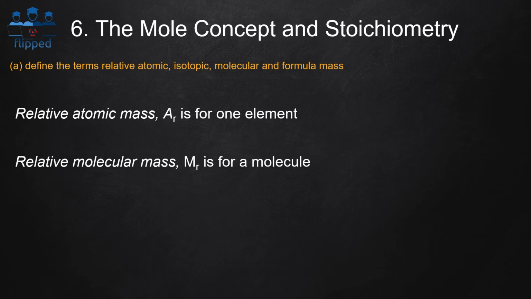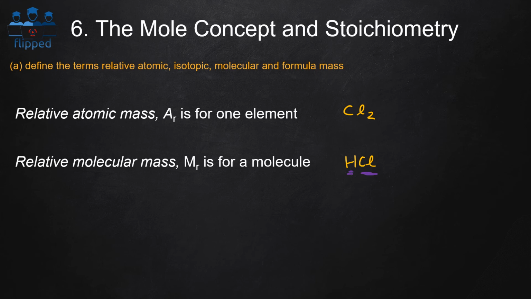This slide compares AR and MR. AR, relative atomic mass, is for one element. Relative molecular mass is for a molecule. An example I will give you for AR is Cl2, and for MR, an example is HCl. So this makes sense, right? This is for an element. This is for a molecule, because it is made up of more than one element. In this case it's made up of two elements.